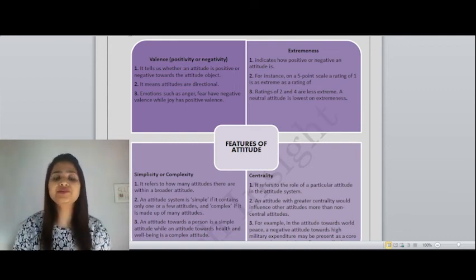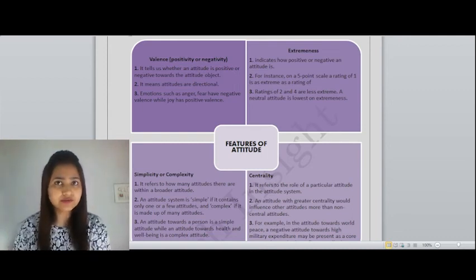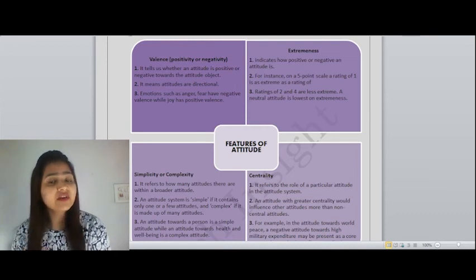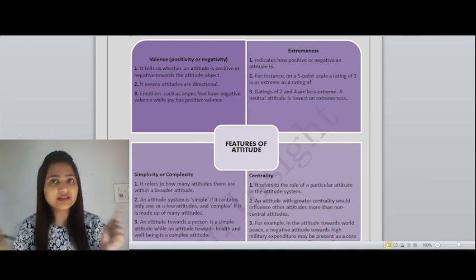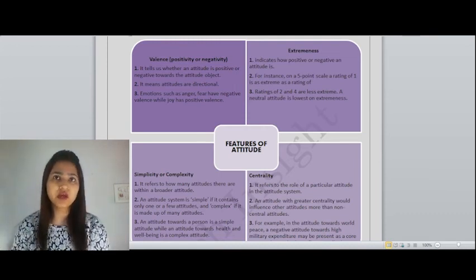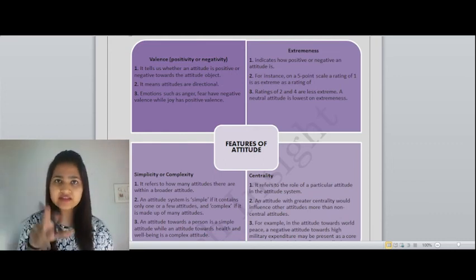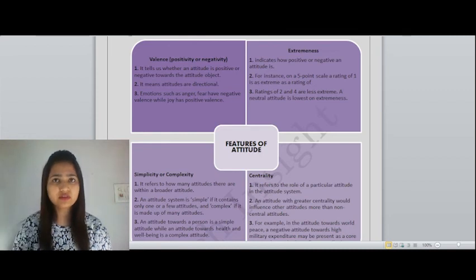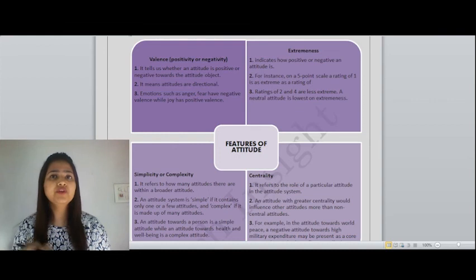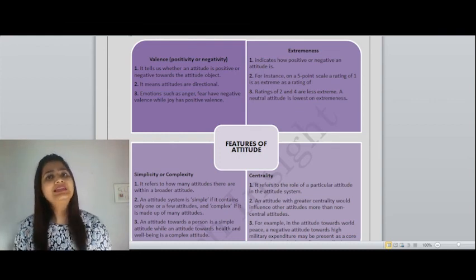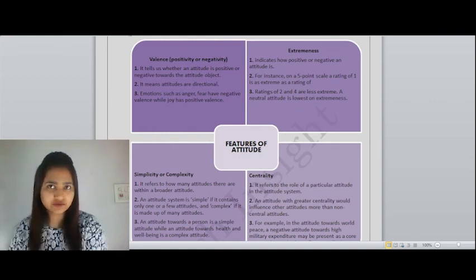If an attitude has a central place in your attitude system, that is going to be a very, very strong attitude influencing your other behaviors. Whereas if an attitude is peripheral in nature, not having a central place, rather it's in the peripheral areas, of course the influence of that attitude on your behavior would be relatively less than the central attitude.